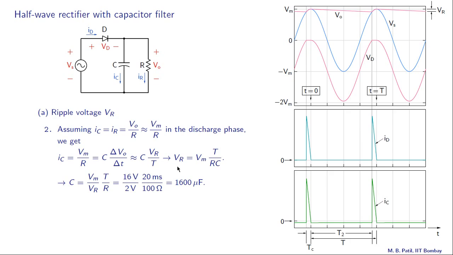From this expression for VR, we can now obtain C. It's Vm by R times T by VR, and we have been given these values, and we want to find C. So Vm is 16 volts, VR we require it to be 2 volts. The time period corresponds to the input frequency of 50 Hz, which is 20 milliseconds, and R, the load resistance, is 100 ohms. When we calculate this number, it turns out to be 1600 microfarads or 1.6 millifarad.